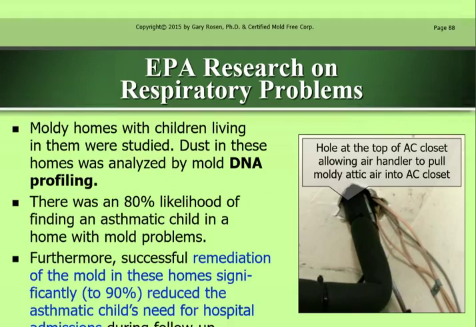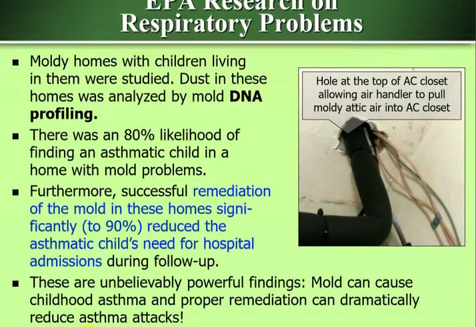EPA research on respiratory problems. Moldy homes with children living in them were studied. Dust in these homes was analyzed by mold DNA profiling. There was an 80% likelihood of finding an asthmatic child in a home with mold problems. Furthermore, successful remediation of the mold in these homes significantly, by 90%, reduced the asthmatic child's need for hospital admissions during the follow-up. These are unbelievably powerful findings.